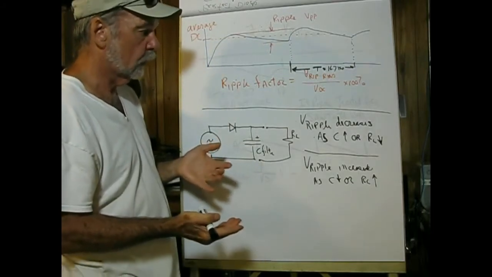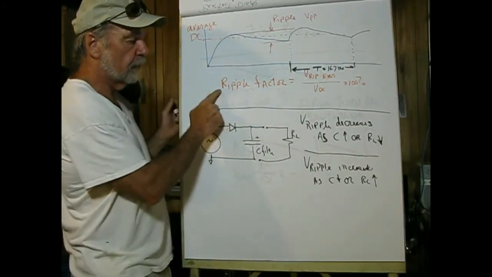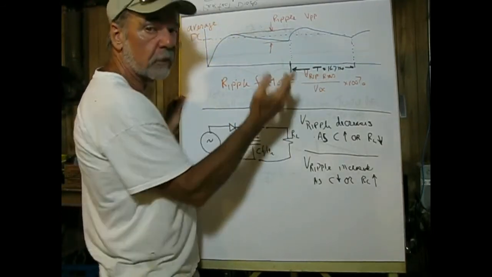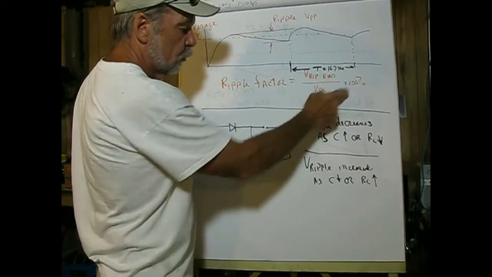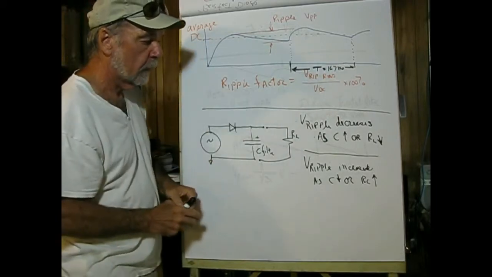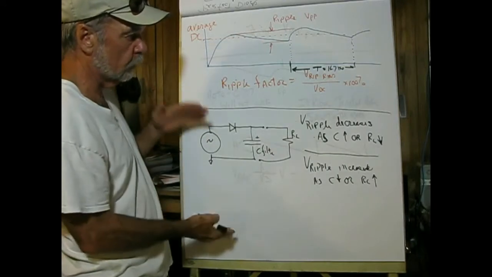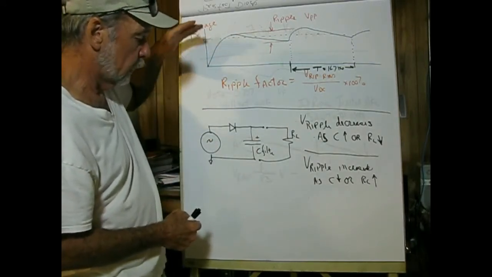And the industry, of course, has to have a way of measuring and quantifying things. So they define the ripple factor as V ripple RMS over VDC average times 100%, and a ripple factor of zero is a very good thing. Okay, so that's the ripple factor. We'll talk about this a little bit more in a minute.